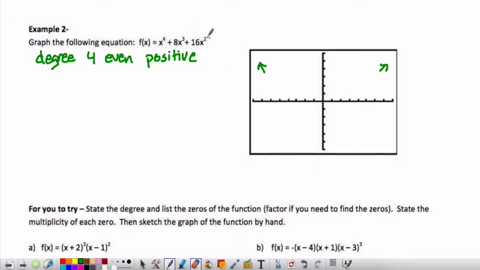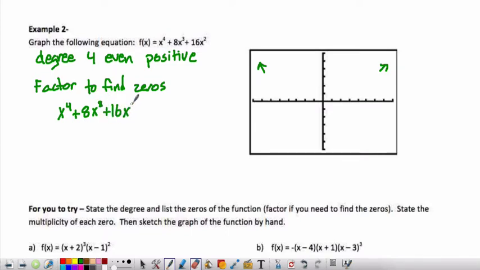Well, this one is not factored, so guess what we have to do? We have to factor to find zeros. And you have to think way back to factoring. Remember, the first thing you want to do when you factor is factor out any greatest common factors. So I'm just going to copy my function down here. What do I see is in all of them? Well, I see there's an x in all of them, and the lowest degree is 2.